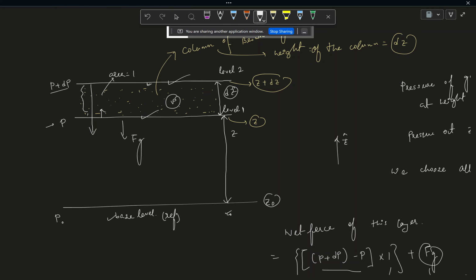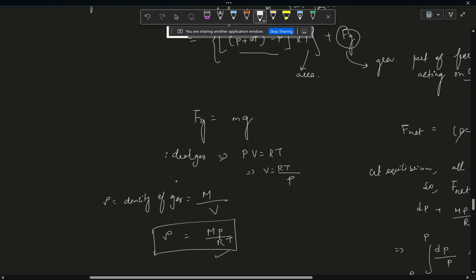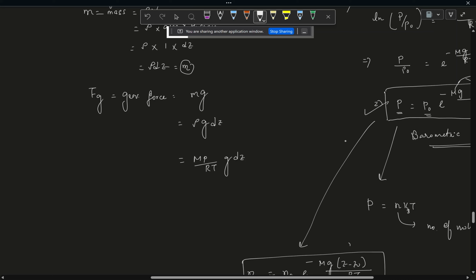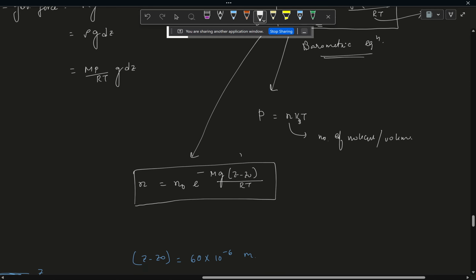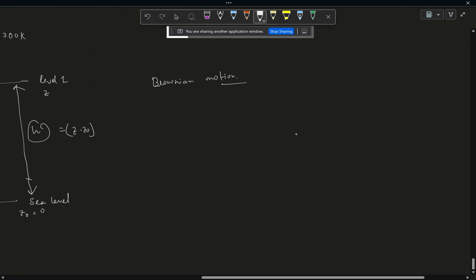So now the problem is exactly the same. Your base level is just the sea level, and the level the question is asking you about is here. So you know the height difference between the two levels, you know the pressure here, you know the pressure here, and now you have to utilize this formula directly, to solve for the pressure on the other level. So let us directly now use this. P equal to P naught e to the power of minus mg z minus z naught by RT.